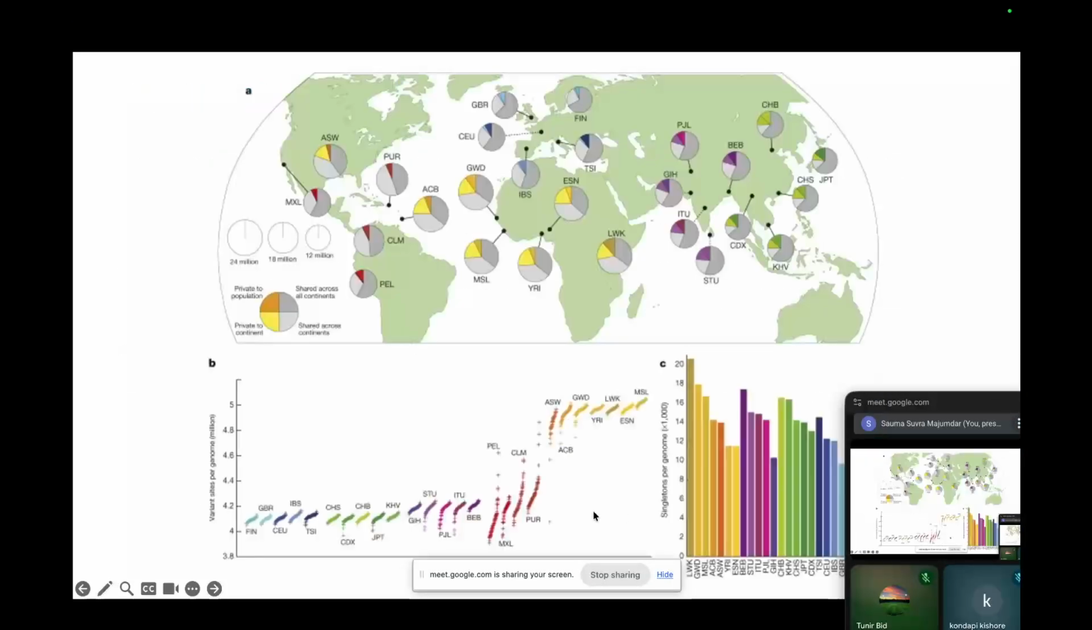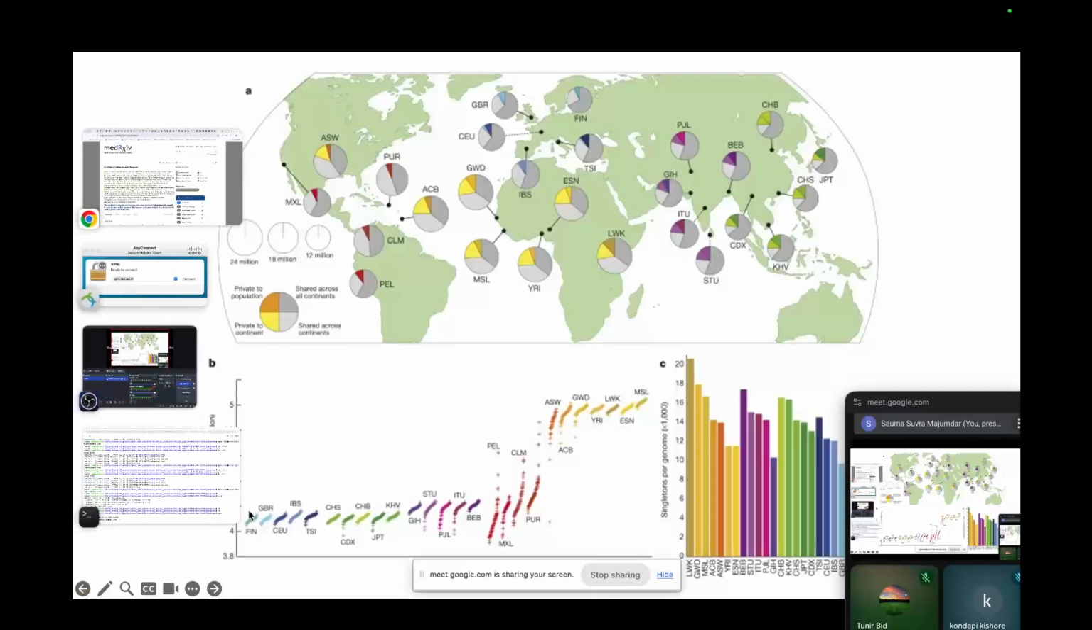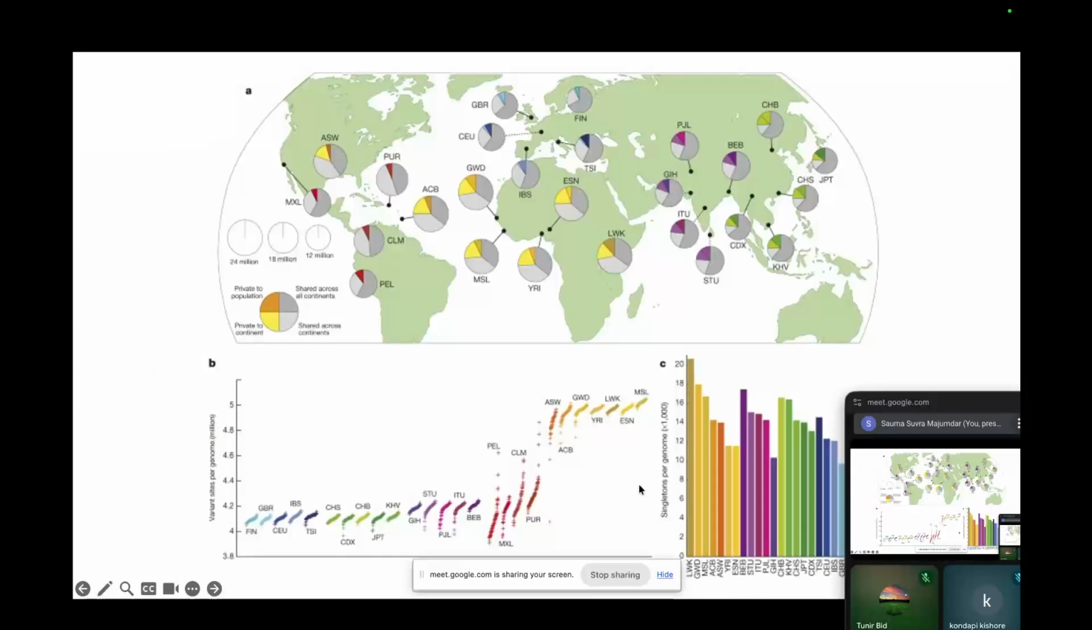Okay. As I was saying, there's a lot of variation in individuals. On an average, an individual will carry 4 to 5 million small variants. Across all individuals, you'll find around 4 to 5 million variations, and you can see that that number is actually quite varied. All these three-letter codes are telling you the population code for these sets of individuals, and you see the variation.